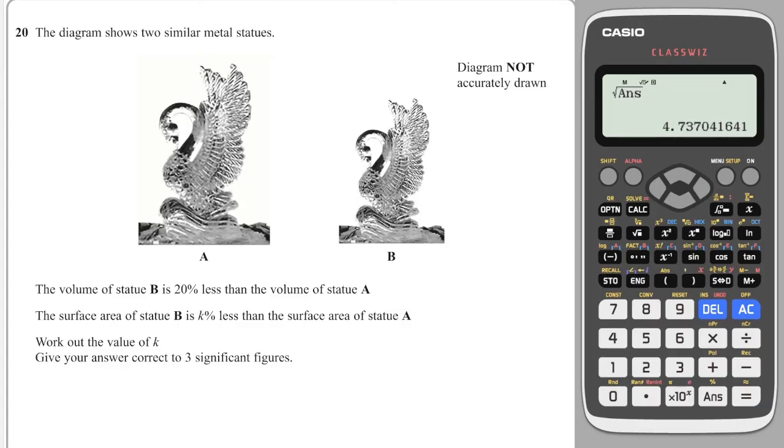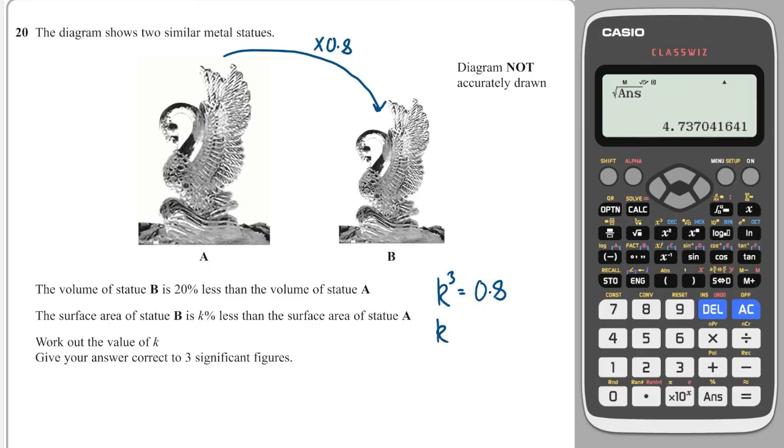Question 20, we've got 2 similar statues, and it says the volume of statue B is 20% less than the volume of statue A. Okay, so to get from A to B, 20% less, I have to multiply it by 0.8, because that's the multiplier for a 20% decrease. Now that's the volume, so k cubed is the volume scale factor, and that's equal to 0.8. That's what I have to times by to move between them.